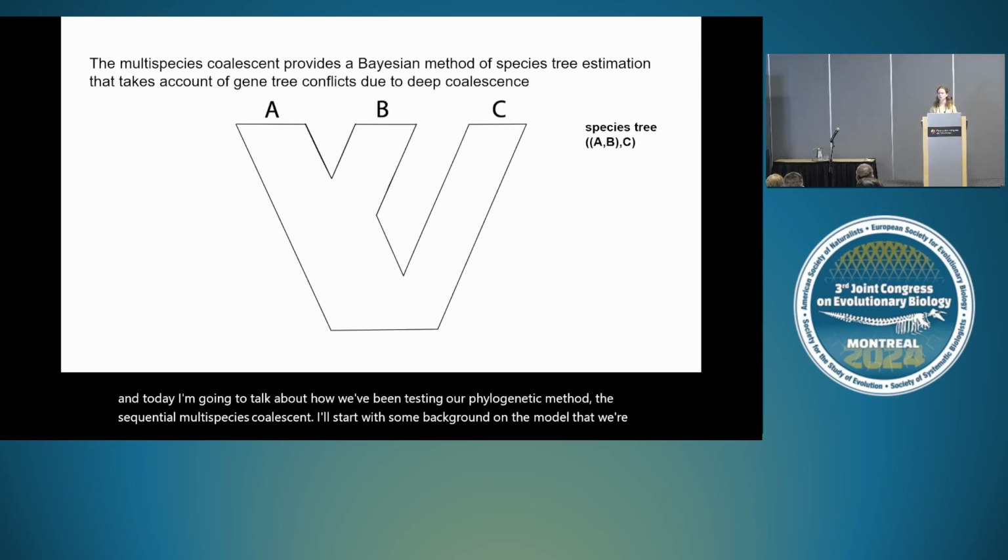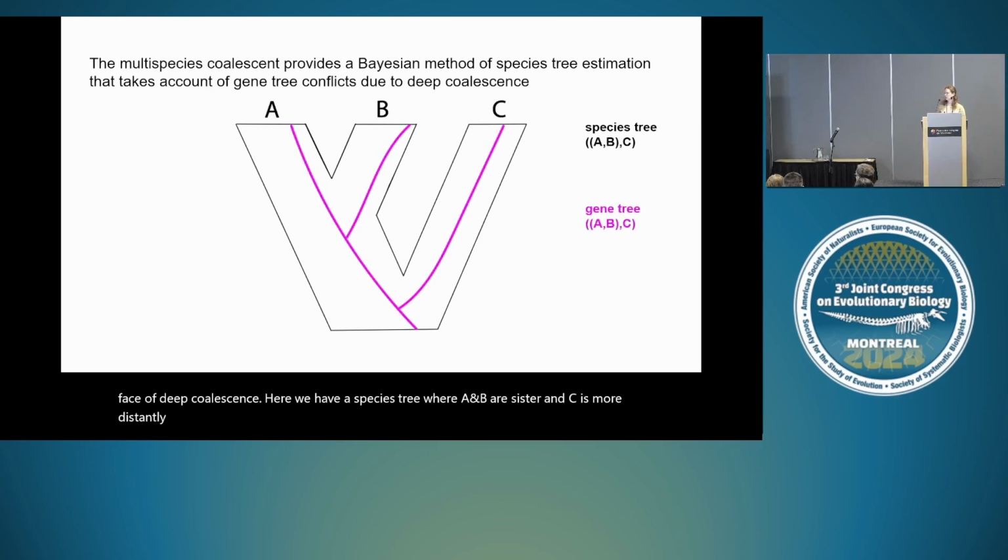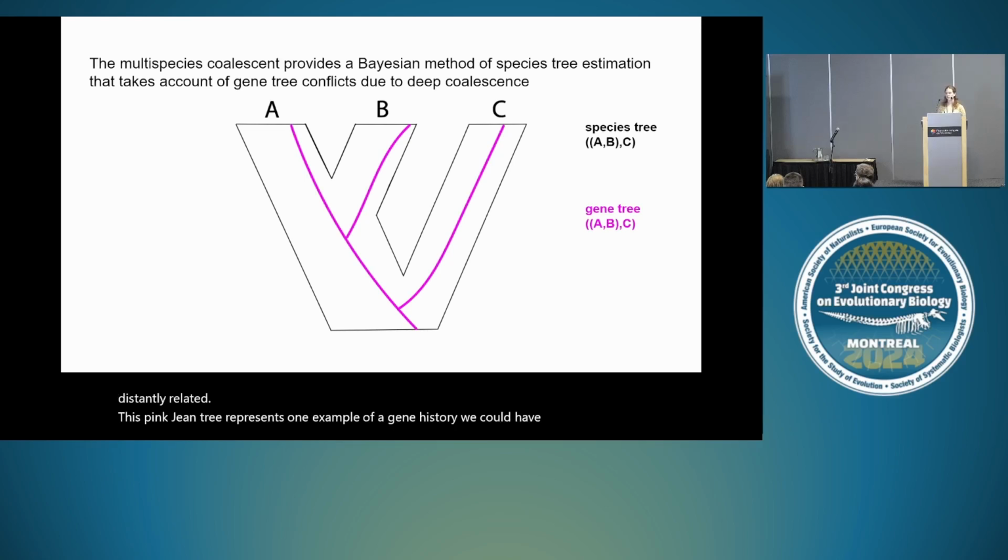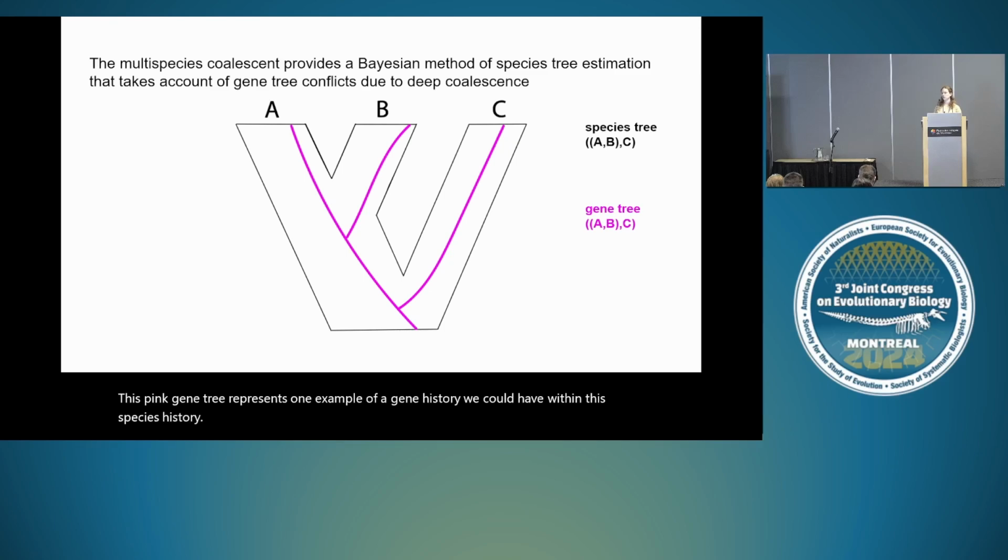The multi-species coalescent provides a Bayesian way to estimate a species tree in the face of deep coalescence. Here we have a species tree where A and B are sister and C is more distantly related. This pink gene tree represents one example of a gene history we could have within this species history. Here, the topology of the gene tree matches the topology of the species tree.